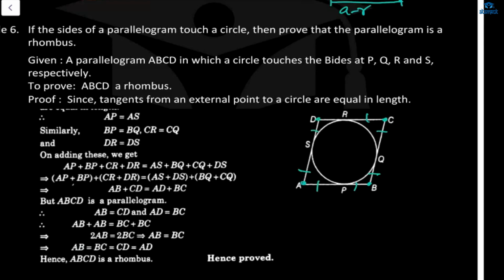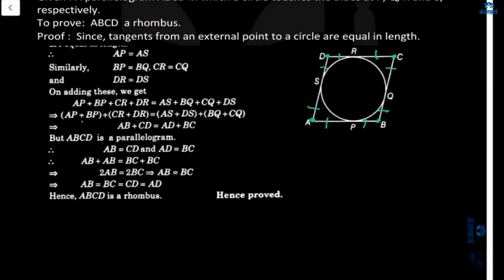From D, two tangents can be drawn, and both the tangents will be equal. From C, two tangents can be drawn, both will be equal. So AC will be equal to CQ. We have already got this. Now we are going to add the equations. LHS will be added on LHS side, RHS will be added on RHS side.